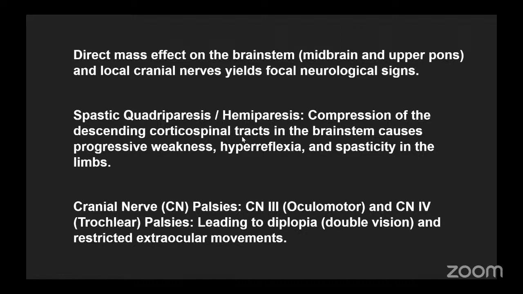So there will be direct mass effect on the brainstem if the direction is anterior. If there is direct effect, then there can be involvement of cranial nerves directly. Third, fourth, sometimes sixth can be involved secondarily. Apart from that, patient can also have spastic quadriparesis or hemiparesis. There is a particular case report in which patient had a bilateral falcotentorial meningioma, but they presented with spastic quadriparesis. So it was a very rare presentation.